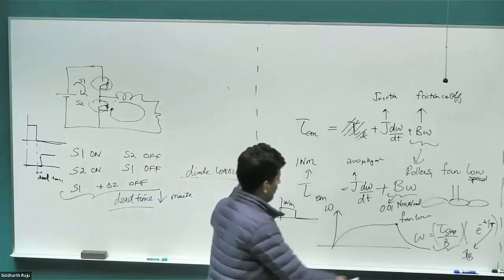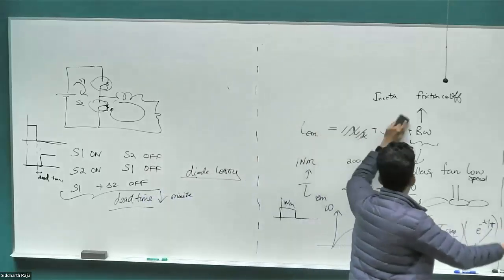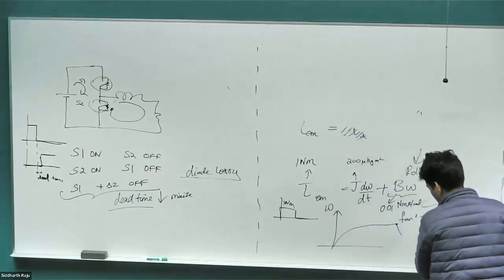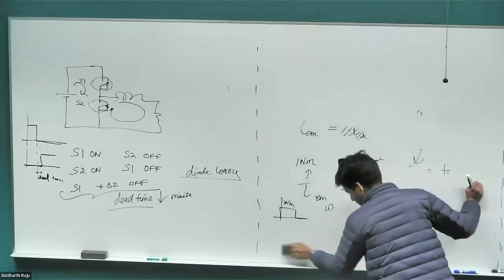Okay, so going back to our network there, let's say instead of putting an inductor, I give you a circuit with a capacitor.